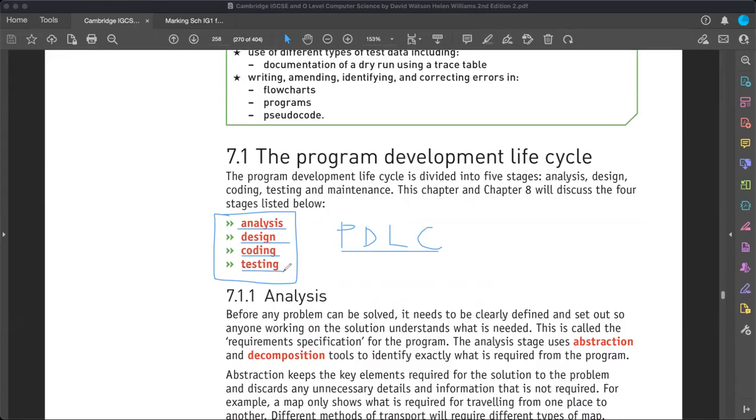How many stages are there? 4. Can you name them? Analysis, design, coding, and testing. Okay. What is analysis about? Analysis is about research. Like if we are having any problem, we need to do some research. And that research is described or divided into 2 parts.